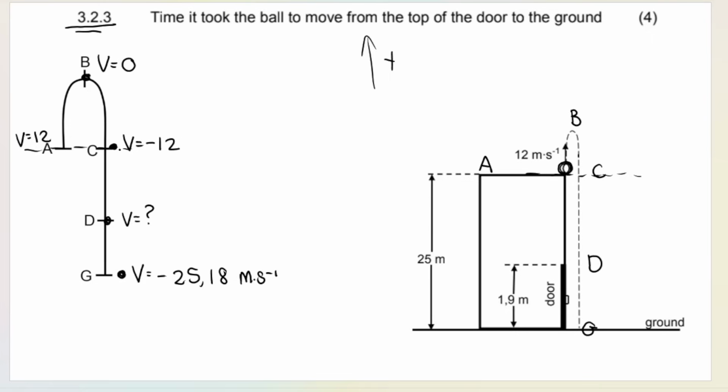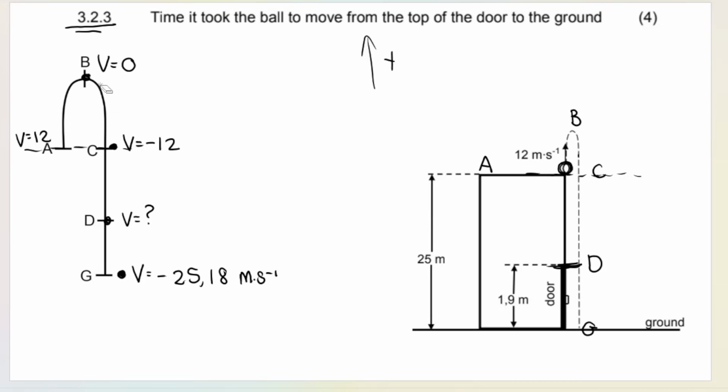Okay, I hope that makes sense. D is the top of the door. We do not know what the velocity of the ball is at the top of the door. And G is just as the ball hits the ground. We just worked that out: negative 25.18 meters per second. Now remember, I'm just saying negative because it's indicating direction in this case. So the ball's going down as it hits the ground, and we chose up as positive.